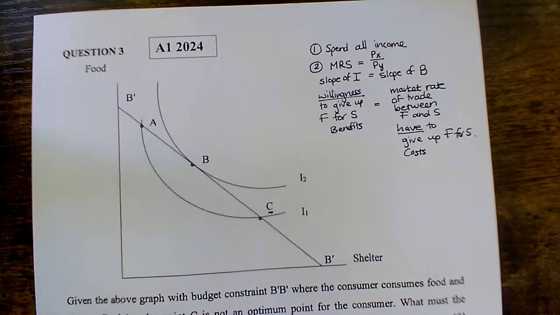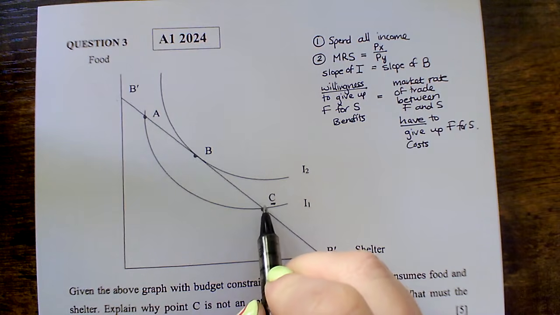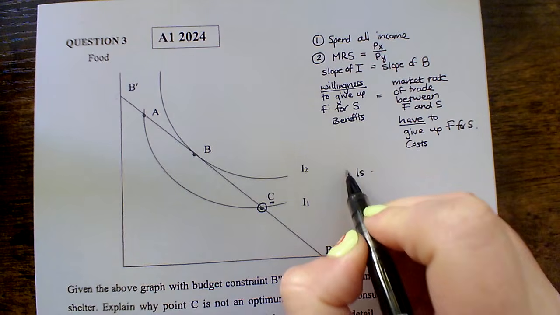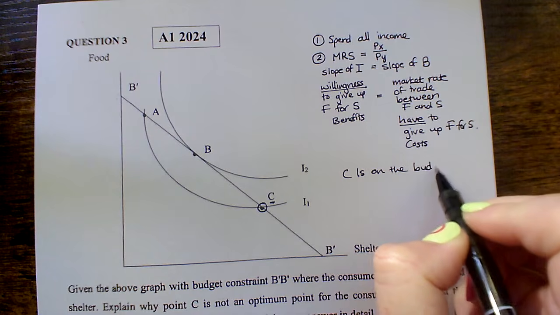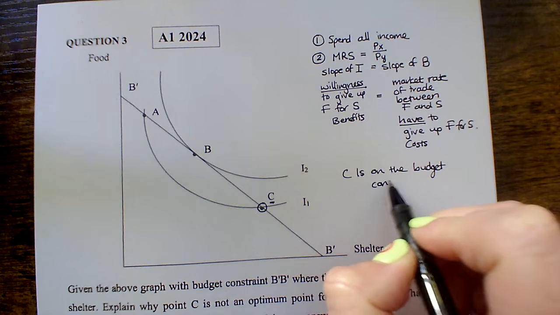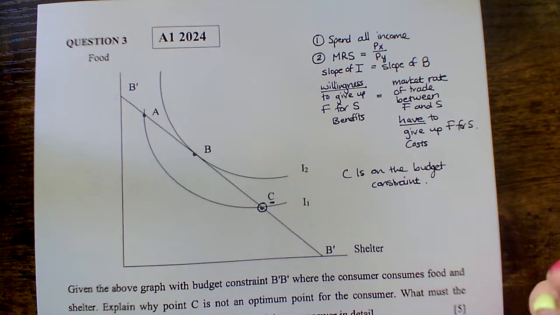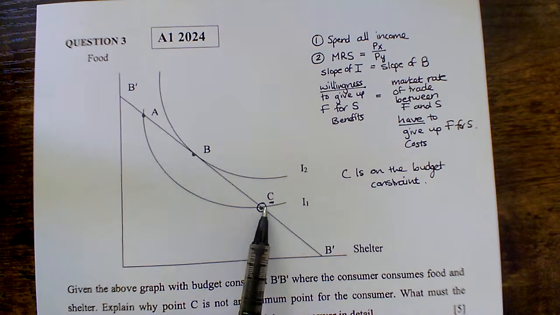Okay, so if we look at point C now, we can determine that condition 1 is met. Point C is on the budget constraint, and so it is true that the consumer is spending all their income. But condition 2 isn't being met at point C.